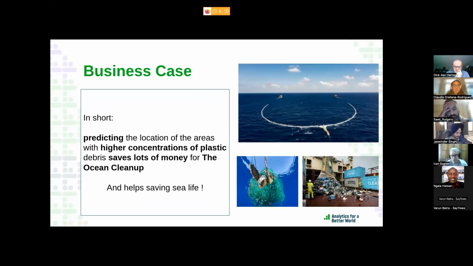Because if we can predict the areas with high concentration of plastic, we don't have to search for them. We are going to deliver the collecting systems right where the plastic is. And this is going to help us to save money.